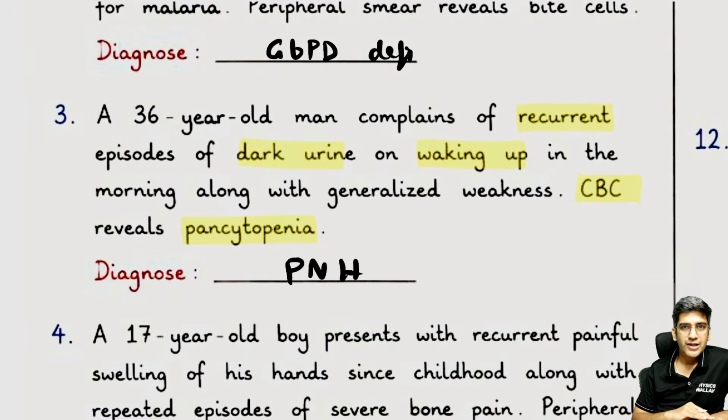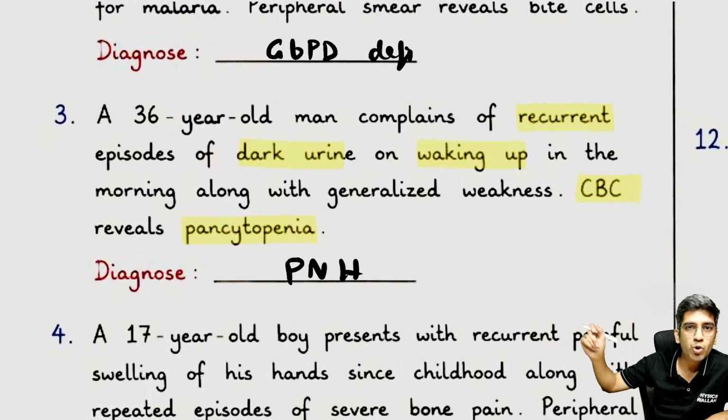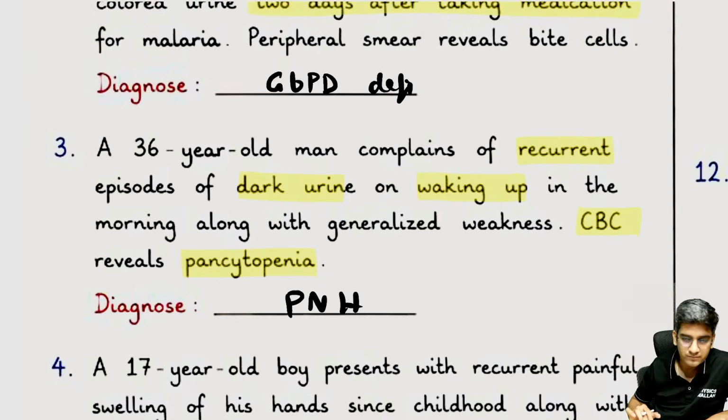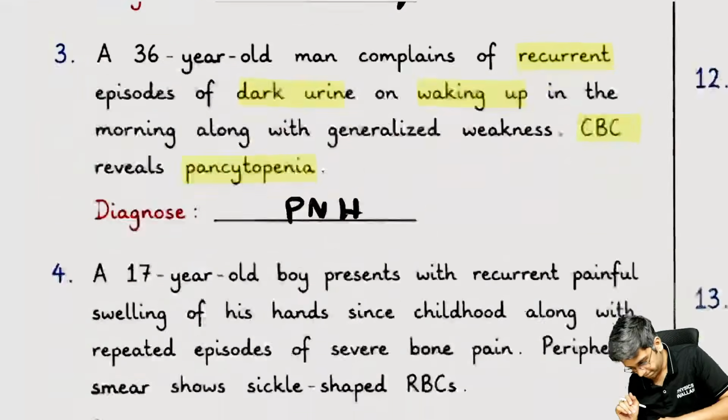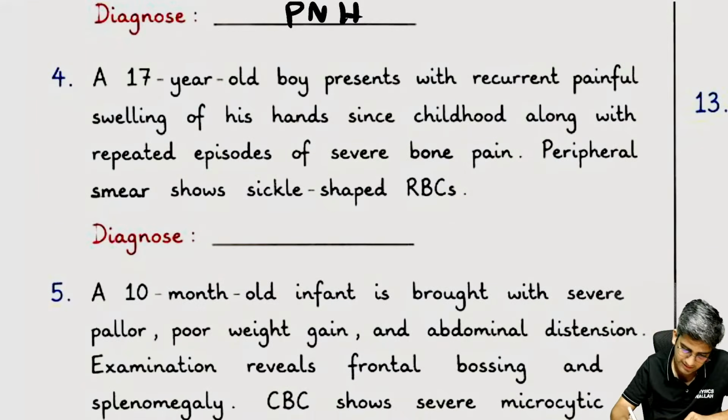PNH. Recurrent early morning dark urine, CBC showing pancytopenia. I'll ask you a leading question. Can anyone tell me whether this patient's bone marrow will be hypocellular or cellular? Comment on that, then we'll go to the next one. Rapid, you'll never forget that, right? You ask a doubt also based on it. Next question.